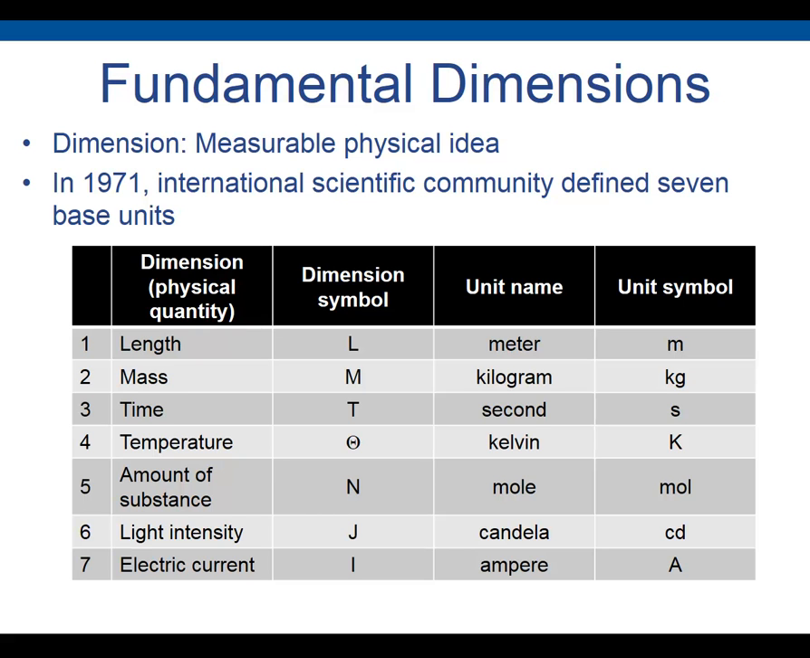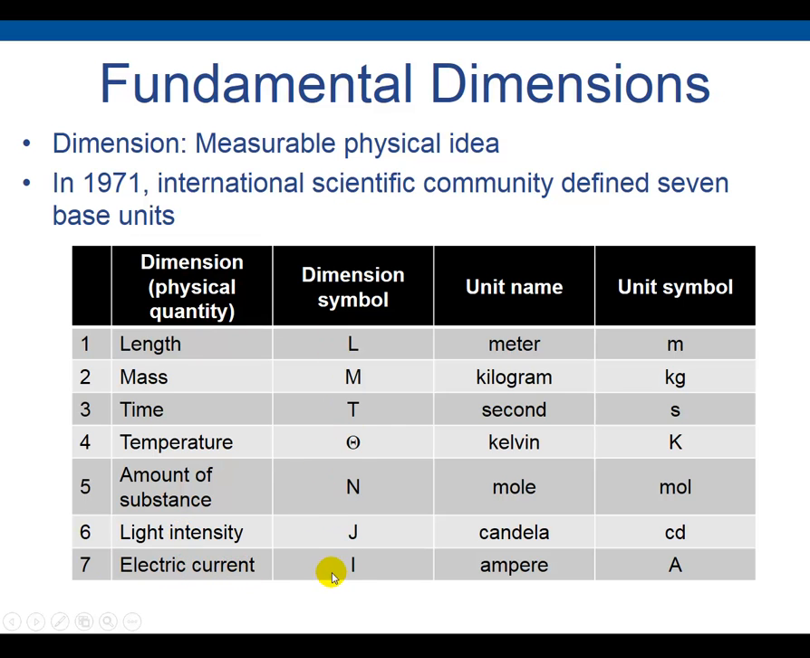Okay, we have 7 fundamental dimensions. What is the meaning of fundamental dimensions? That means these 7 dimensions are very basic and unique, and these are the fundamentals. So we can make any kind of dimension using these 7 dimensions. For example, length, mass, time, temperature, amount of substance, probably you are familiar with this concept if you learned chemistry, and light intensity, electric current.